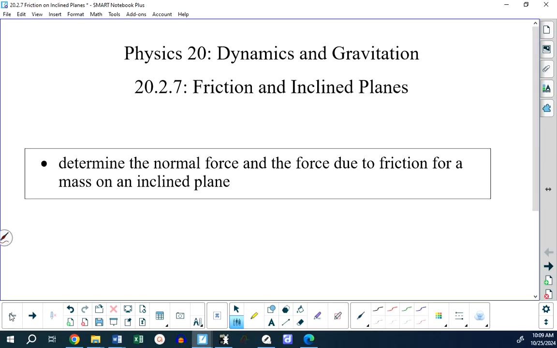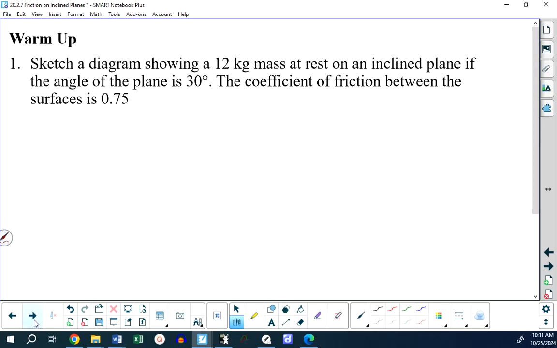Two classes ago we did that for a horizontal surface. To begin with, sketch a diagram showing a 12 kilogram mass at rest on an inclined plane when the angle is at 30 degrees. I'm going to hand out rulers so that we can draw a nice diagram. We tend to always draw the object as being like a block of wood or a rectangle of some kind. Whatever you draw for the object, it has to have a flat surface making contact with the ramp.